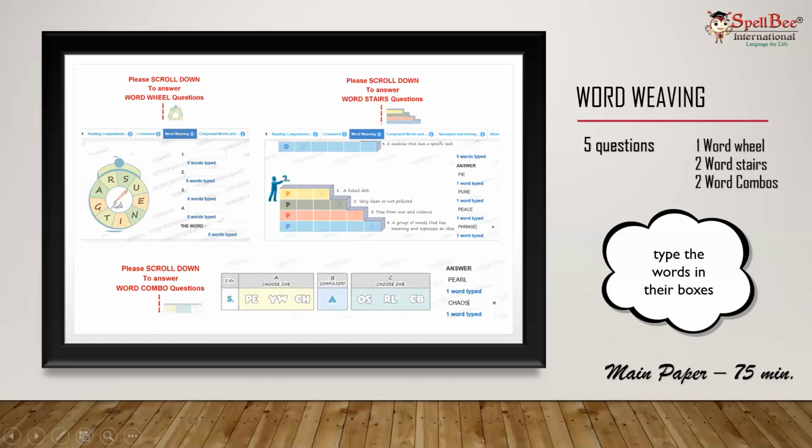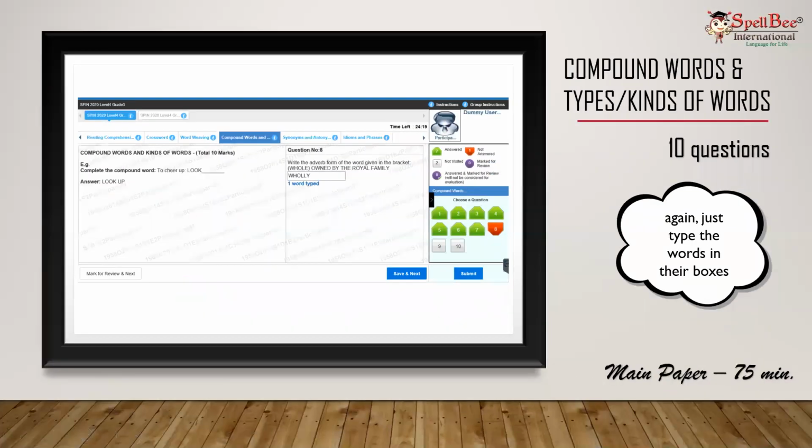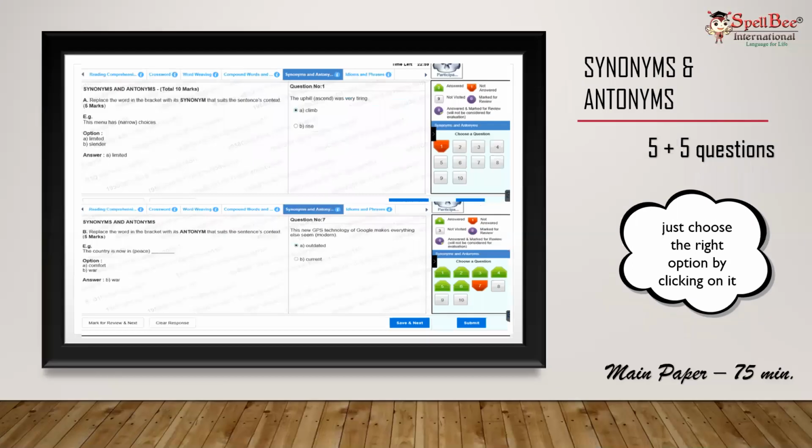Next in line, compound words and types and kinds of words. You will be typing the answers for questions here. You have to type in the box. Options will not be provided for this round, and spelling mistakes will cost you marks. You have to type the answers for all the 10 questions and then move on to the next round, which is synonyms and antonyms.